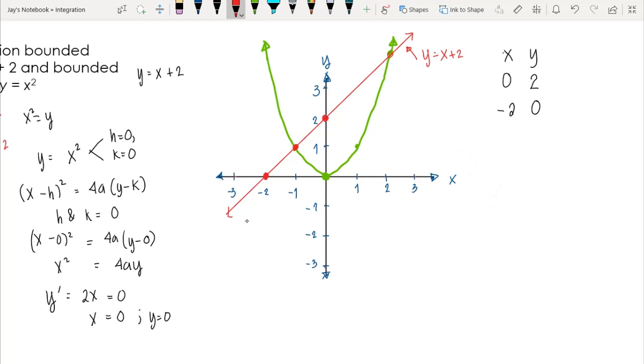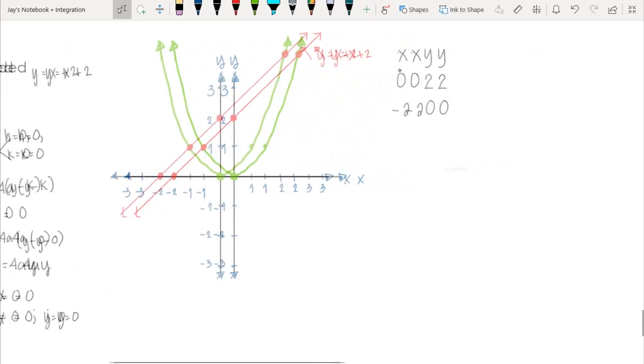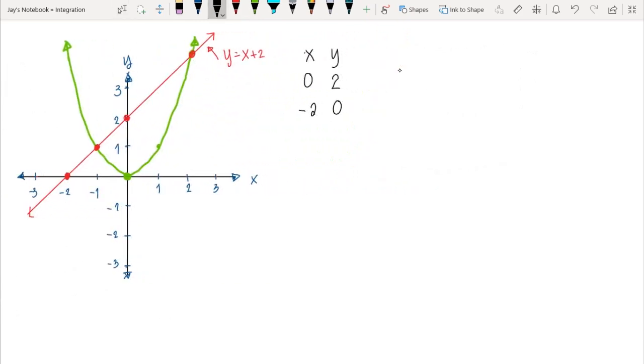This point here and this point here, these 2 points. So again, we need to determine the point of intersection so that we know the limit of our area, or the limit of our integration. So how are we going to determine this point of intersection? Now we have the equation of our line, which is y is equal to x plus 2, and our curve, y is equal to x squared. Take note, at this point, the line and our curve have a common y and a common x, and the same at this point.